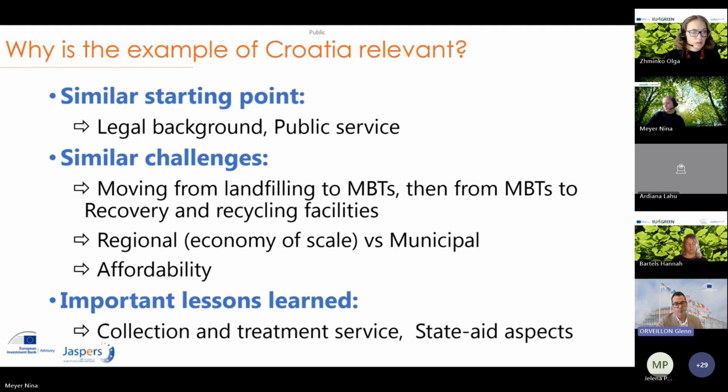As I said here, it's important sometimes also to see what, for example, in Croatia, contrary to Romania, the public service is only collection right now. So the projects that are focused on treatment are without the collection. Maybe there you need to see what's best suited for your specific case, your specific region, or your specific country, depending on how you want to set the responsibilities. I insist once again, also be careful with state aid.